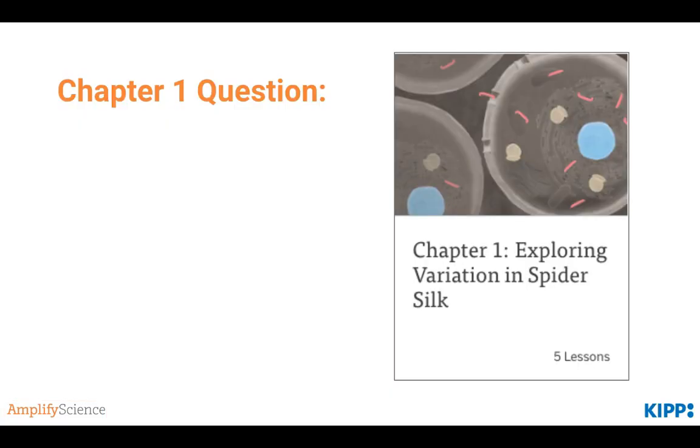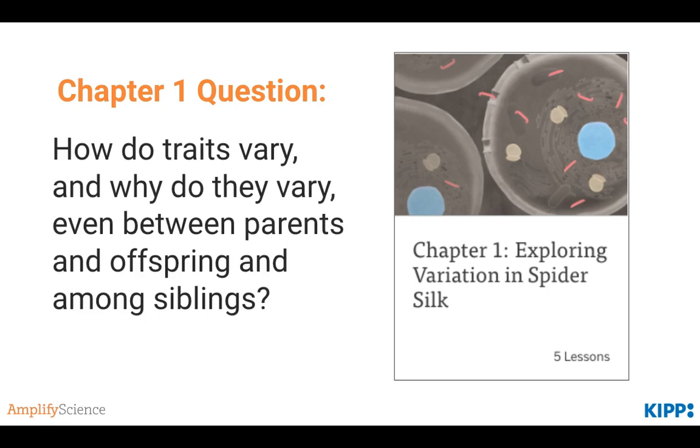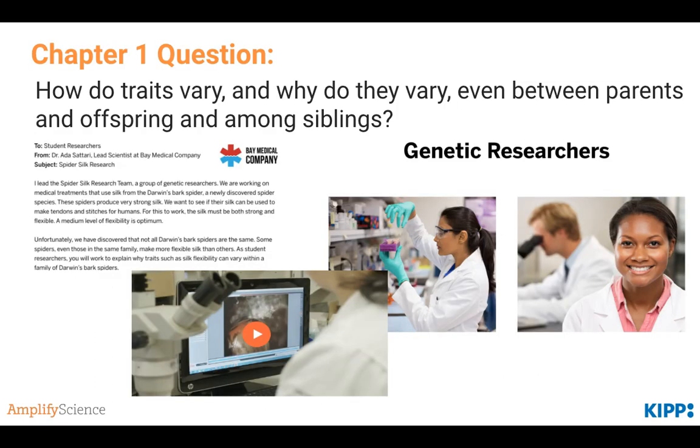In chapter one, kiddos try to answer this question: How do traits vary? Why do they vary, even between parents and offspring and among siblings? In chapter one, students will take their pre-unit assessment, and then in lesson 1.2, they will begin their roles as genetic researchers. They'll receive an email asking your students to try to figure out why there's a variation between the silk flexibility trait, because doctors are trying to use this silk to create things like stitches if someone is injured. It's a really cool concept that's going to invest and engage your kids right away.